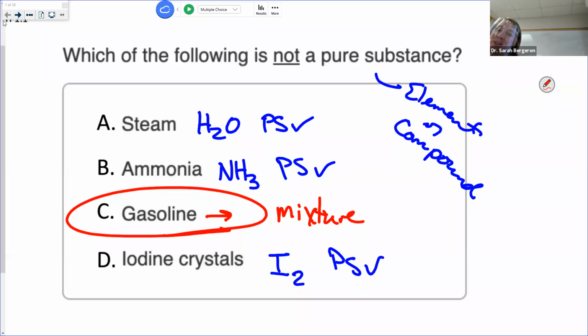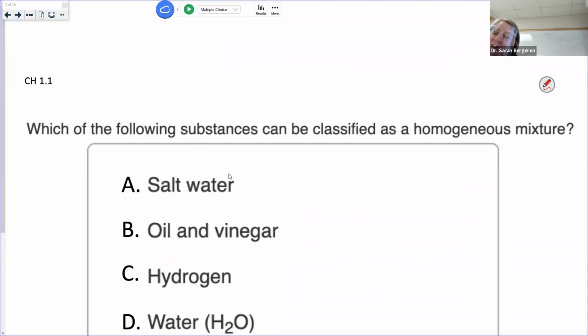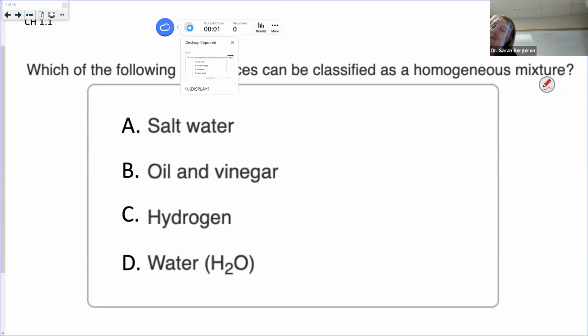All right. Okay. So let's try one more. Oh, I gave you the answer there. Okay. All right. Which of the following substances can be classified as a homogeneous mixture? Salt water, oil and vinegar, hydrogen, or water? 1 minute.